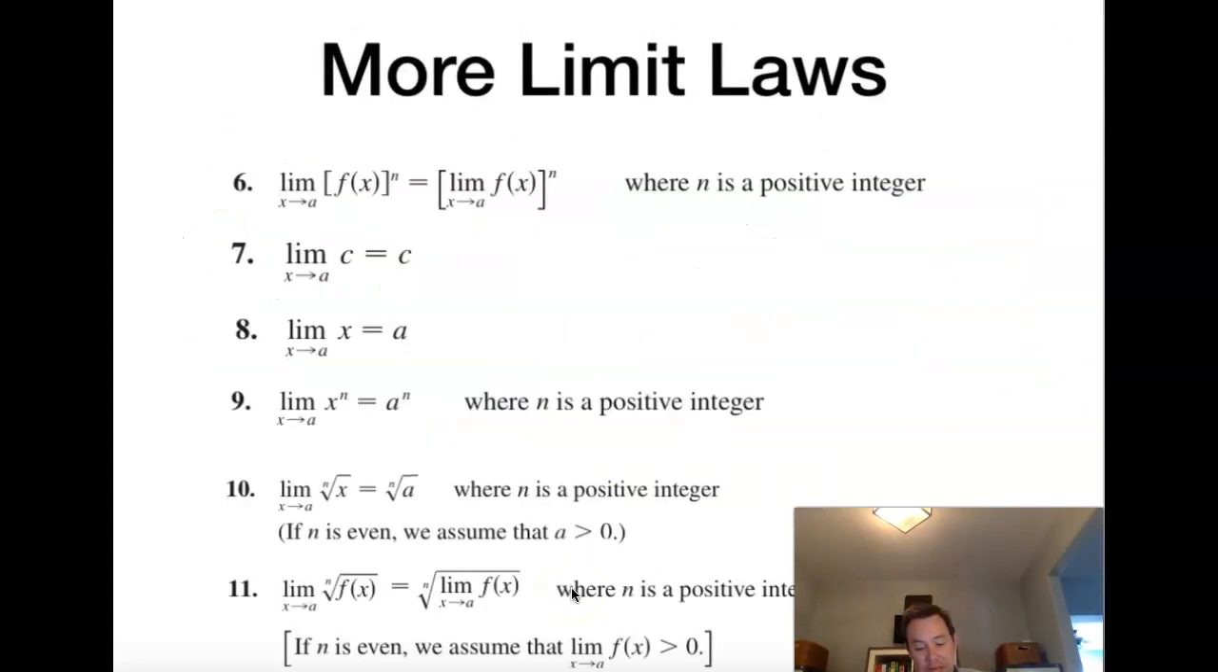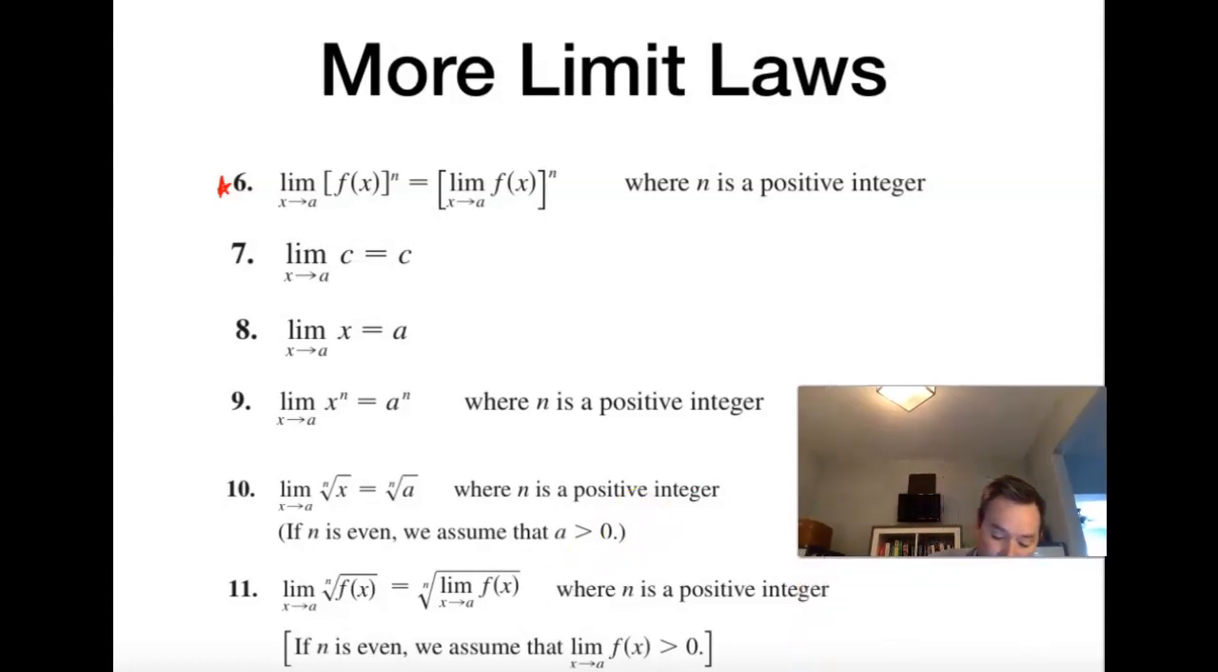More limit laws. Like I said, there are a bunch of them. So here we have one for if your function is being raised to a power. You're basically allowed to evaluate the limit of the function and then raise that answer to the power. Number 7, the limit of a constant is a constant. Number 8, the limit of x as x approaches a will just be a.